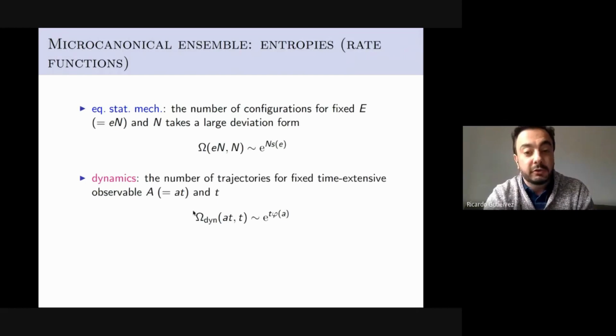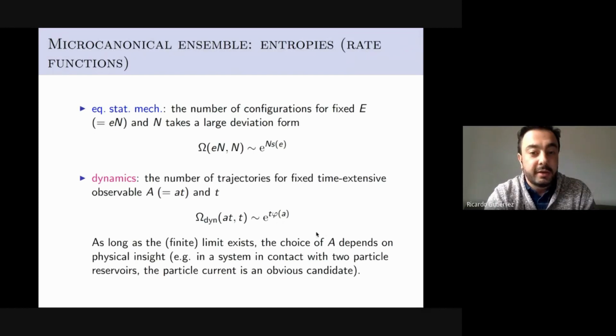And in that case, we will see also that the number of trajectories acquires this large deviation form where the big parameter is not n, it is time. And as long as a finite limit exists, there's a function here that you can define by taking the logarithm and dividing by time and taking the limit when t goes to infinity.